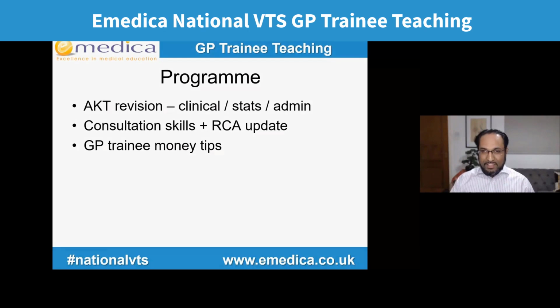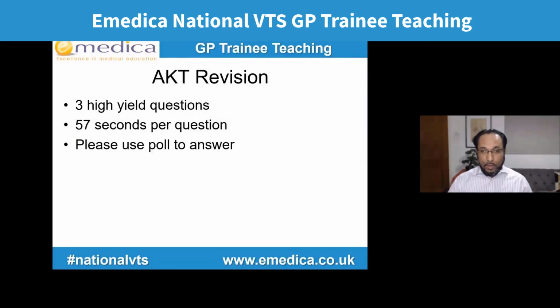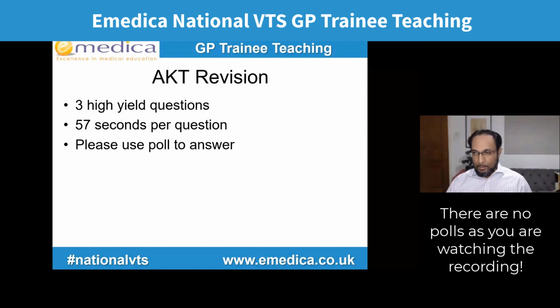So let's start with some AKT. We're going to do 3 high-yield questions. You'll have 57 seconds to look at the question, then the poll will come up, okay? Here we go.